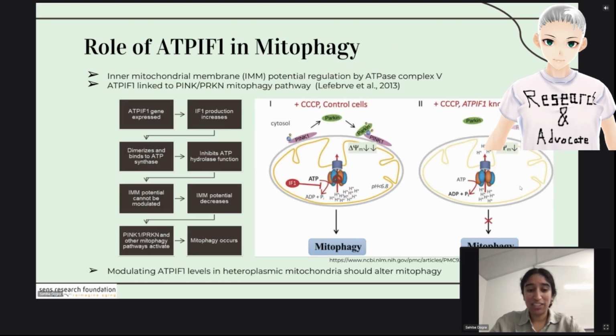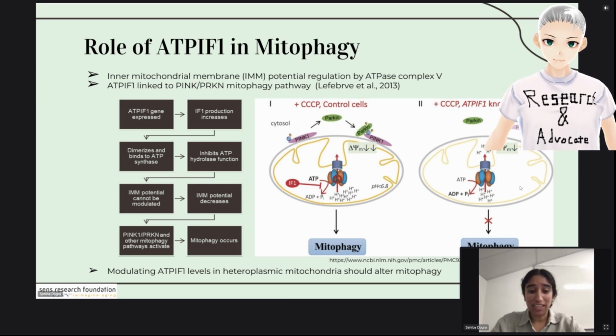So mitophagy can be induced by changes in the inner mitochondrial membrane, or IMM potential, which is made up of a gradient of hydrogen ions. The gradient is regulated by a protein complex in the IMM called ATPase complex 5. This protein complex has a synthase and hydrolase component. Its synthase component makes ATP by using the passive flow of hydrogen ions down their concentration gradient. The hydrolase component is vital to maintaining the IMM potential by pumping these hydrogen ions against their gradient.